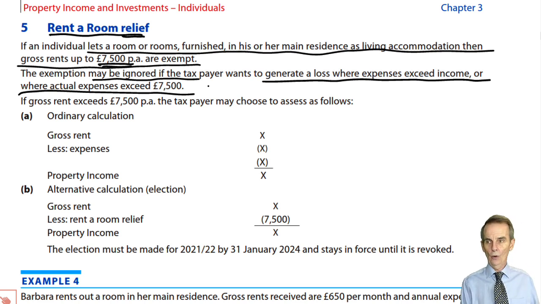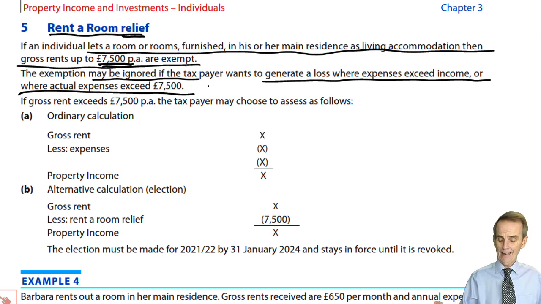£7,500 or the actual expenses that are 8,000, 9,000, 10,000, whatever. You want to reduce your income by the biggest figure. So if the actual expenses exceed 7.5, then you're better off electing not to have the rent-a-room relief, not going for it, and just sticking with the normal rules.